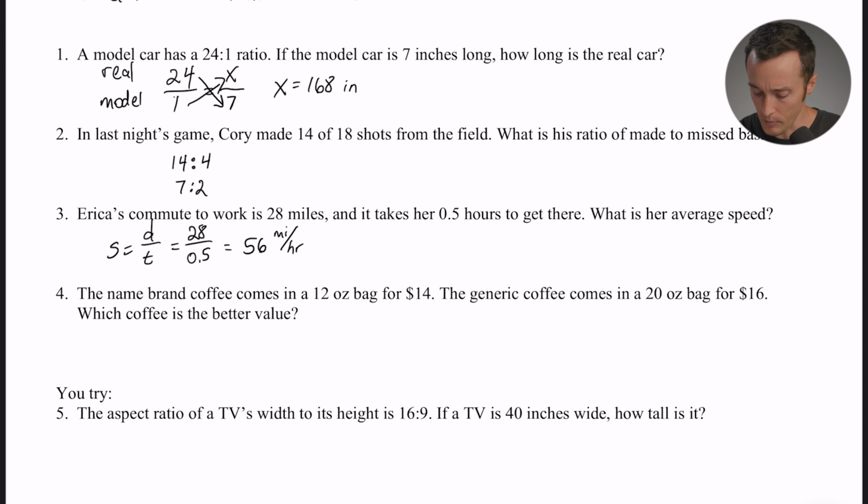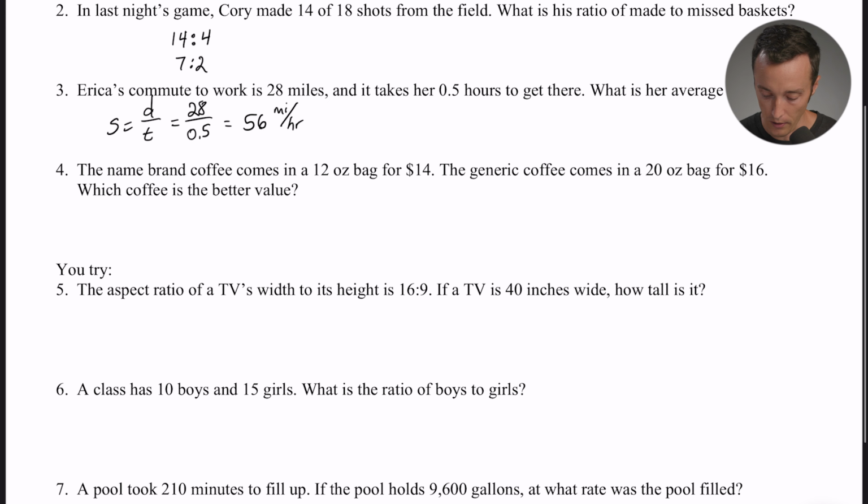Real quick though, let me back up to number 2. You'll notice there wasn't any units on that final answer, like 7 to 2. That's because with ratios, it's okay if there's not necessarily a unit. It's just a ratio of 7 to 2. So that's, I guess, one exception to where you wouldn't actually need a unit on that. Okay, let's do one more, and then I'm going to leave you with a few to try on your own.